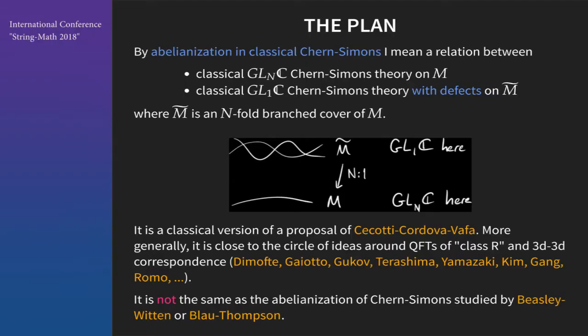So this is going to be about Abelianization in classical Chern-Simons theory. What do I mean by that? I mean a relation between two different Chern-Simons. So on the one hand, the classical GLN Chern-Simons theory on a manifold, which I'll call M, and the GL1 Chern-Simons on a covering, an n-to-1 covering of M. Except that there'll be one slight modification. So the GLN Chern-Simons are just the ordinary Chern-Simons that we know and love. The GL1 Chern-Simons is going to be slightly modified by the addition of some kind of additional defects.